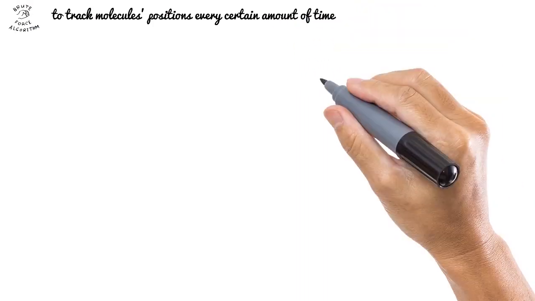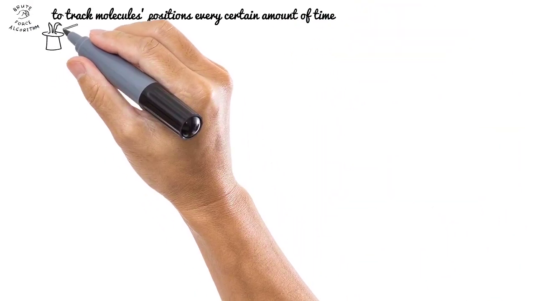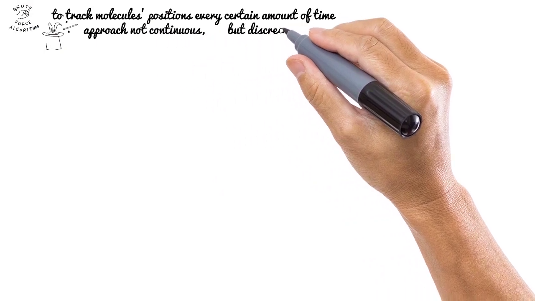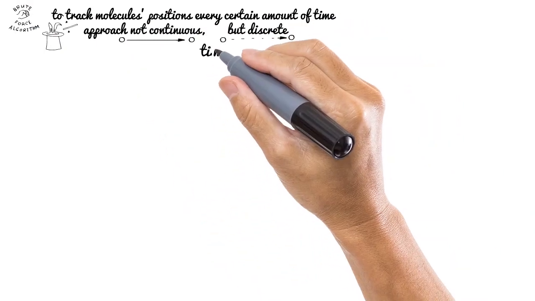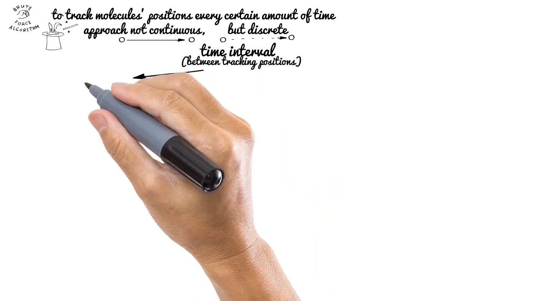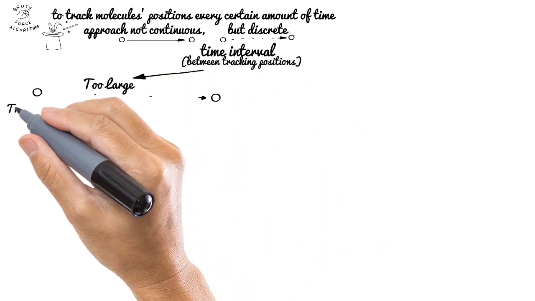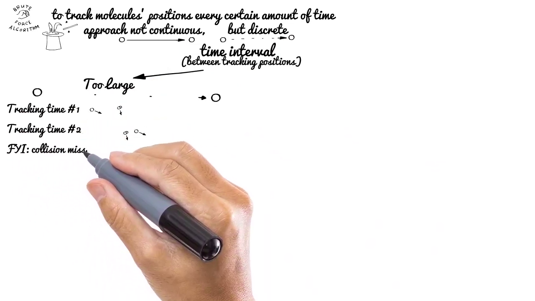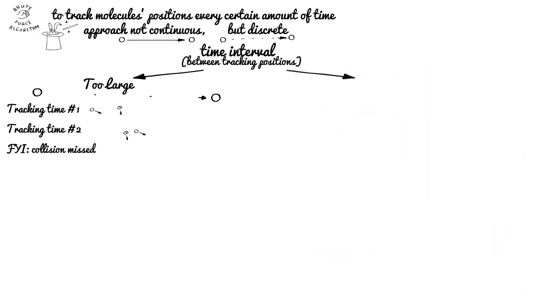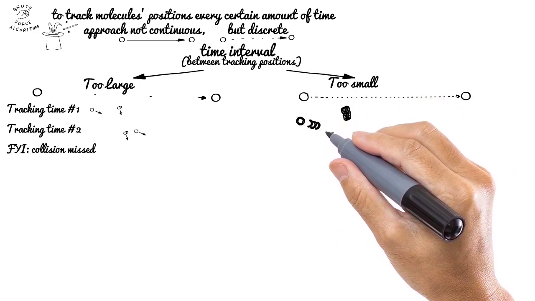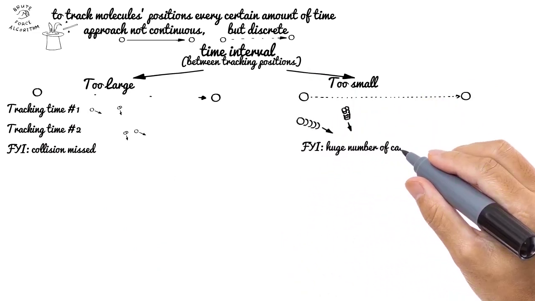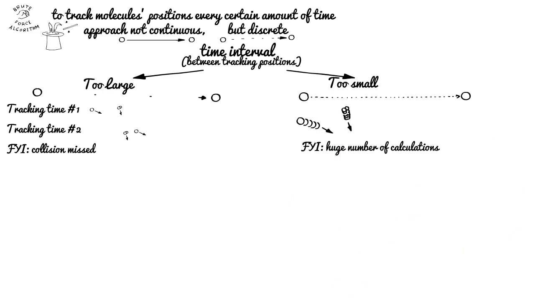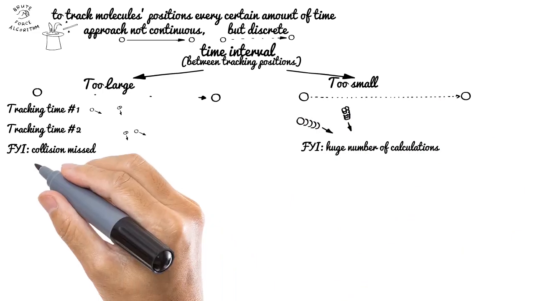The easiest brute force model is to track their positions every certain amount of time. But the tricky part is that this approach considers not continuous but discrete movements, and if you have a large time interval between tracking positions, like 1 second, there might be a chance that two fast-moving molecules with crossing paths might change their positions too far, and we may miss the moment of collision. Or, on the contrary, we can take too small a time interval, 1 millisecond for example. In this case, there will be a huge amount of calculations. What if you have thousands, millions of molecules? Your computer may not have enough computational power.